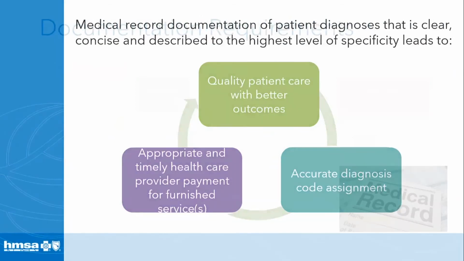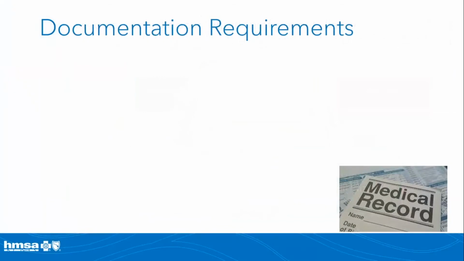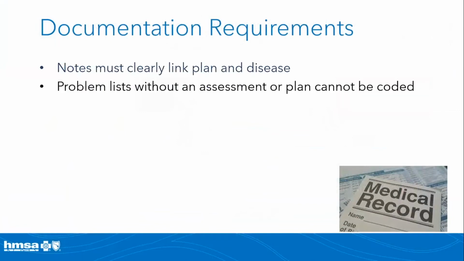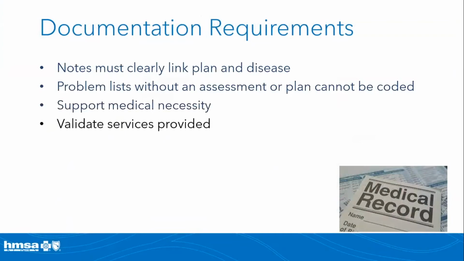You can improve your risk adjustment by improving your documentation. Proper documentation allows for your biller and coder to accurately bill for services you're providing. Make sure your notes clearly link the plan and the disease. Problem lists without an assessment or plan cannot be coded. Be sure your notes support medical necessity. Notes must validate the services you've provided and are submitting claims for.